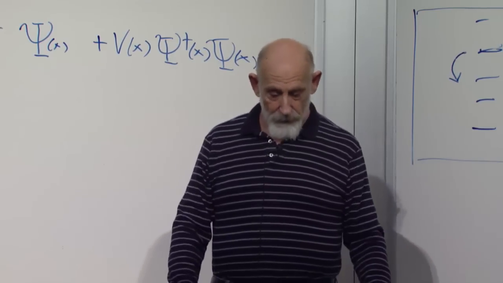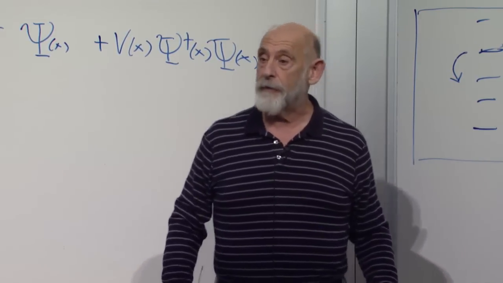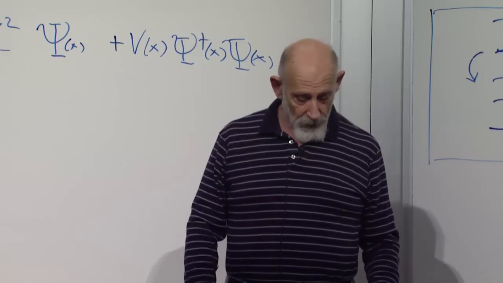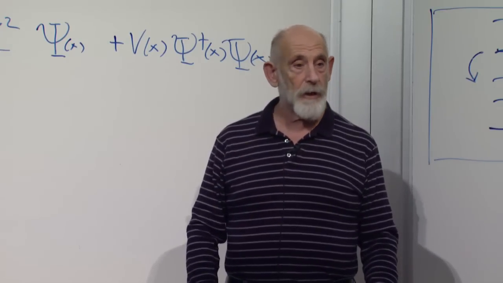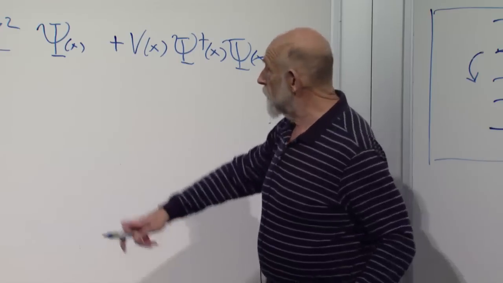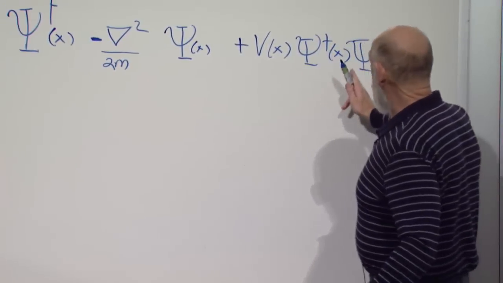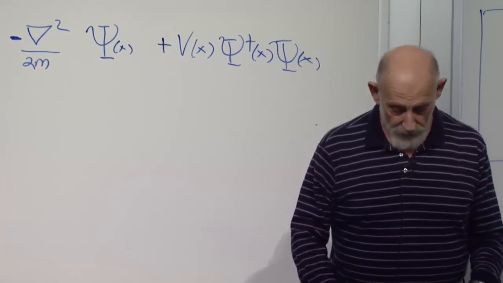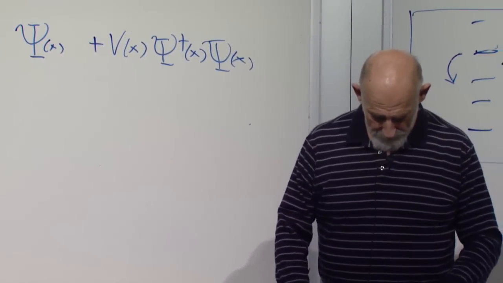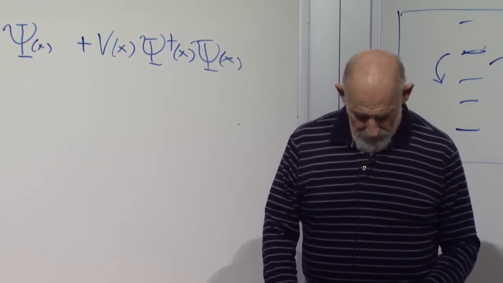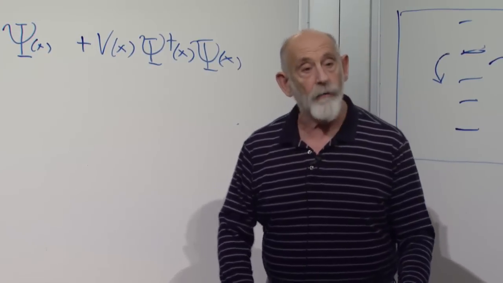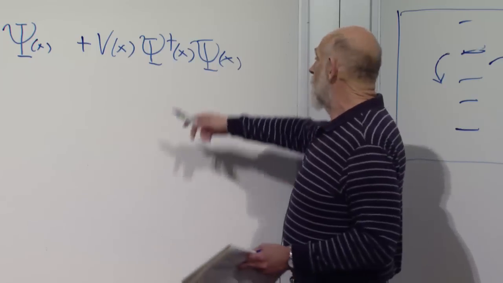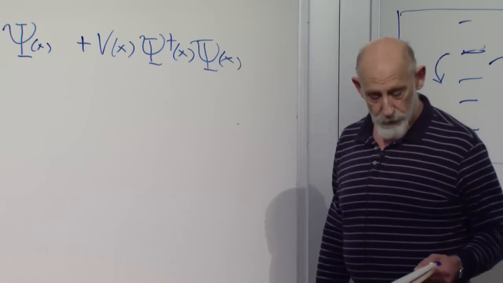You'd write that down classically too. You would write down that if you had a gas of particles and they were moving in some potential, you would write that the potential energy is the integral over all space, the density of particles at point x times the potential at that point x. Okay, so that's the Hamiltonian of a system of particles non-interacting with each other. They may be interacting with some potential.